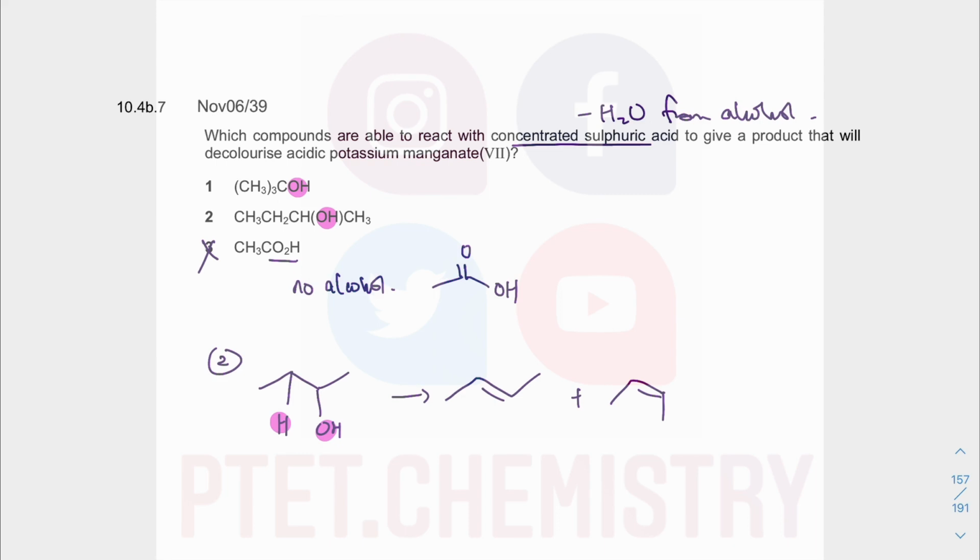And then they want a product that can decolorize acidic potassium manganate(VII). So there is an oxidizing agent, as you would have known from GCSE and O-level, and I mean it seriously, okay? You learn oxidizing agent and reducing agent. This is the most common oxidizing agent in your O-level redox, whereas KI is a very common reducing agent in your O-level redox changes, alright?